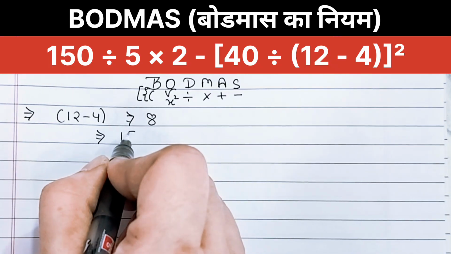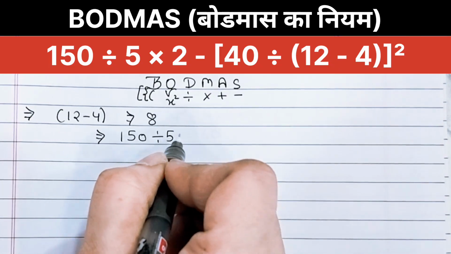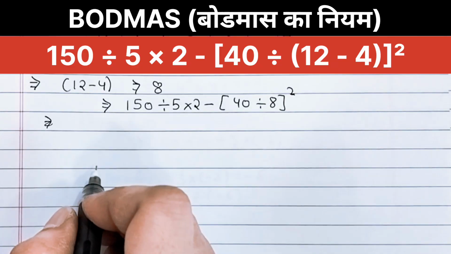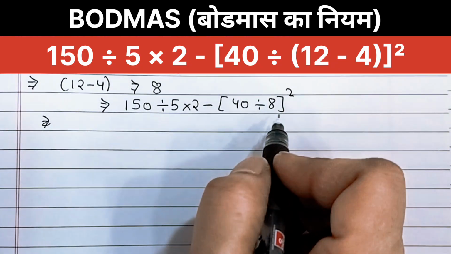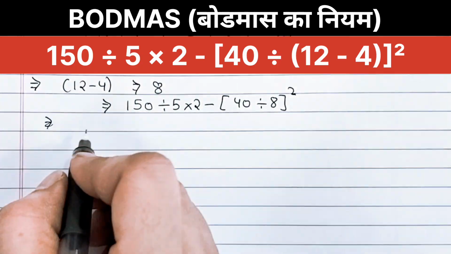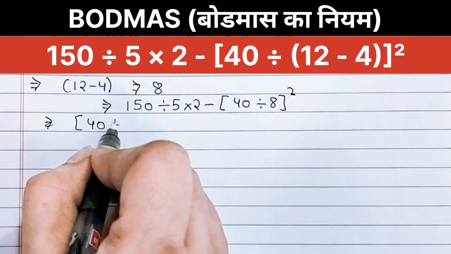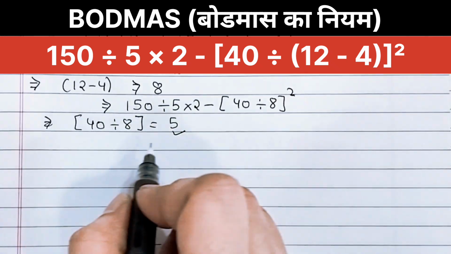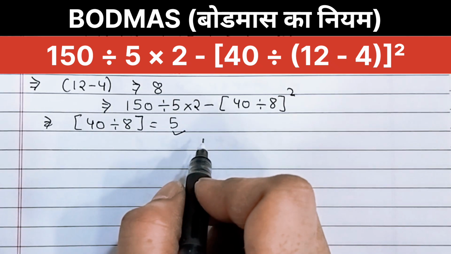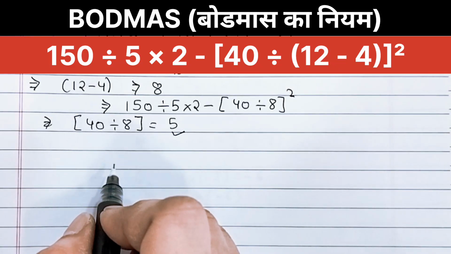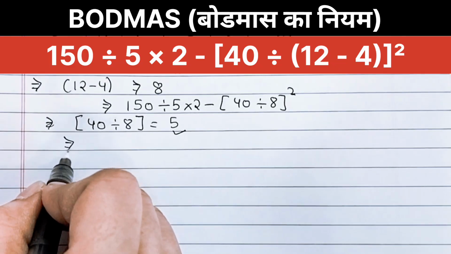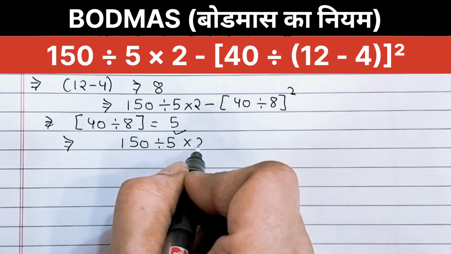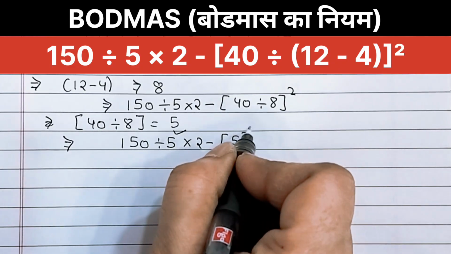So now the expression becomes 150 divided by 5 multiplied by 2 minus square bracket 40 divided by 8, outer brackets. Next we solve the operations remaining inside the square brackets. There is 40 divided by 8. So now the answer is 5. According to this step, we must completely clear all the bracket terms before moving to the exponents or a basic operation outside. So now the expression becomes 150 divided by 5 multiplied by 2 minus square bracket 5 power 2.